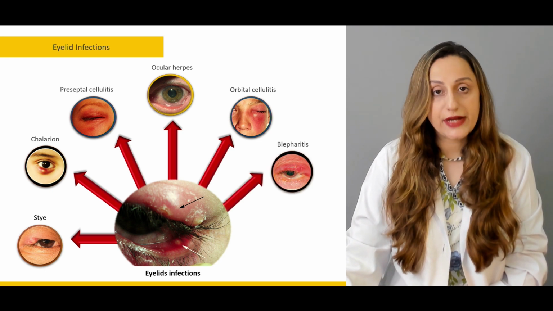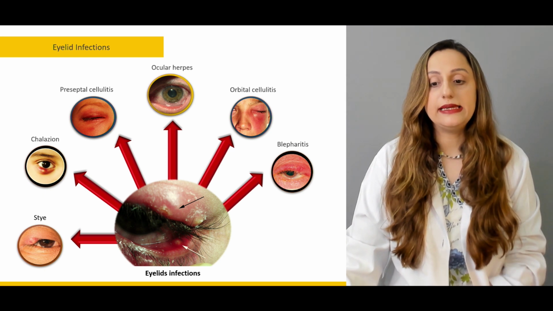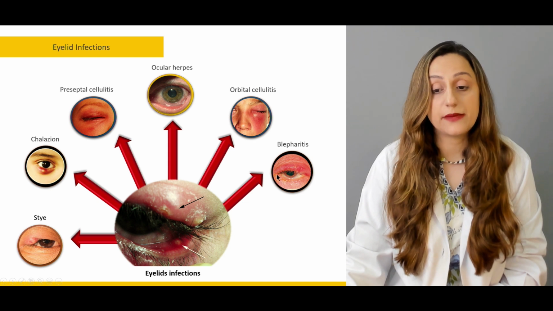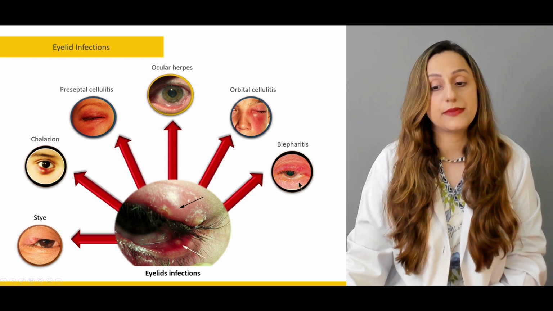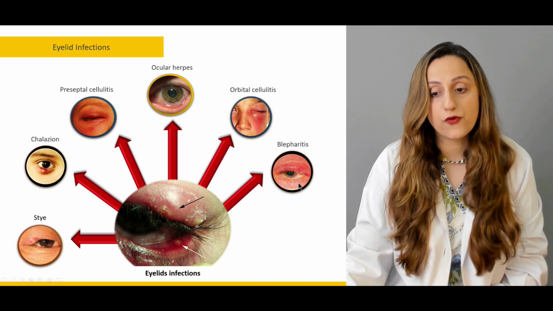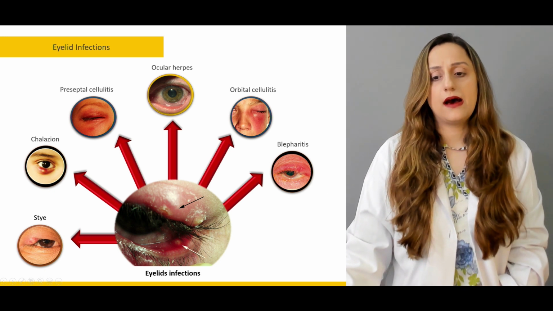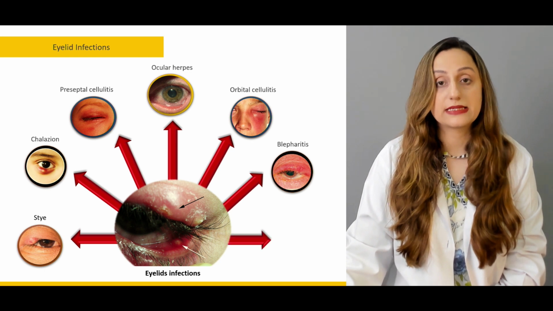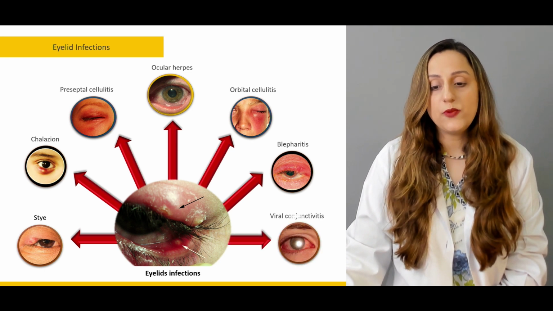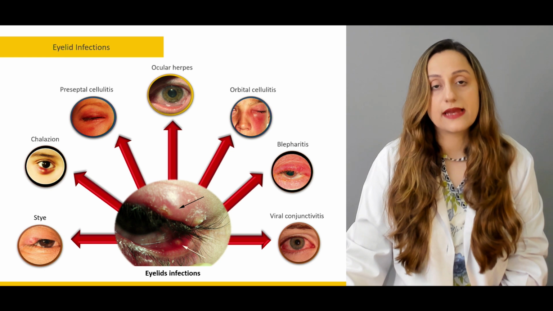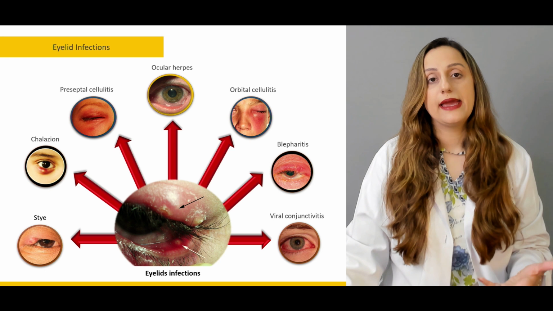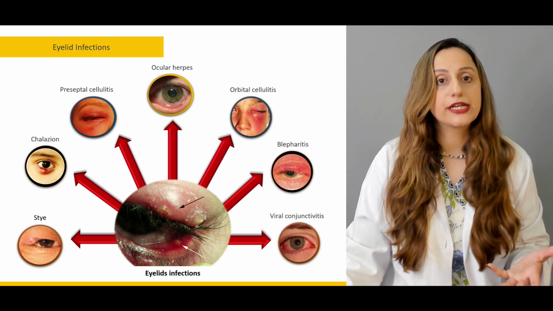Then we have blepharitis, where mainly the lid margins are affected. It can be the upper eyelid as well as the lower eyelid that is involved. The clinical features and treatment guidelines will be discussed subsequently in this lecture. And then we have viral conjunctivitis, which is again viral in origin. It's quite contagious and has its particular clinical features.